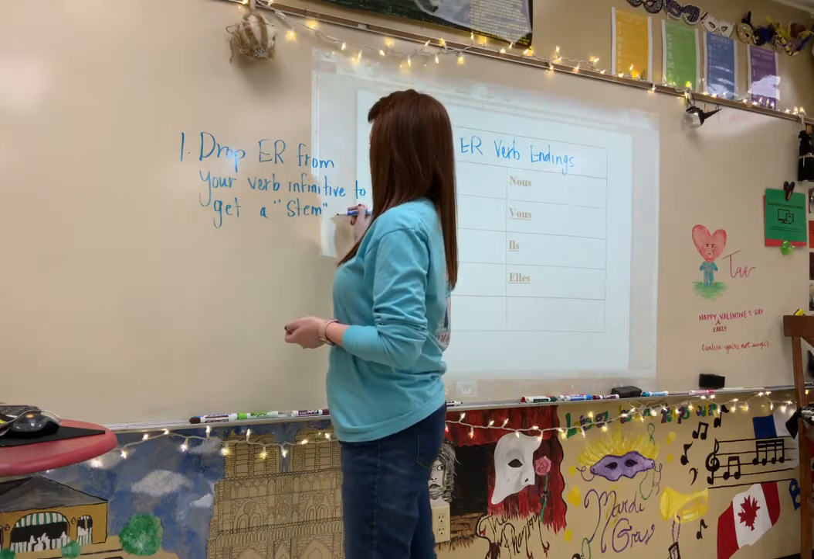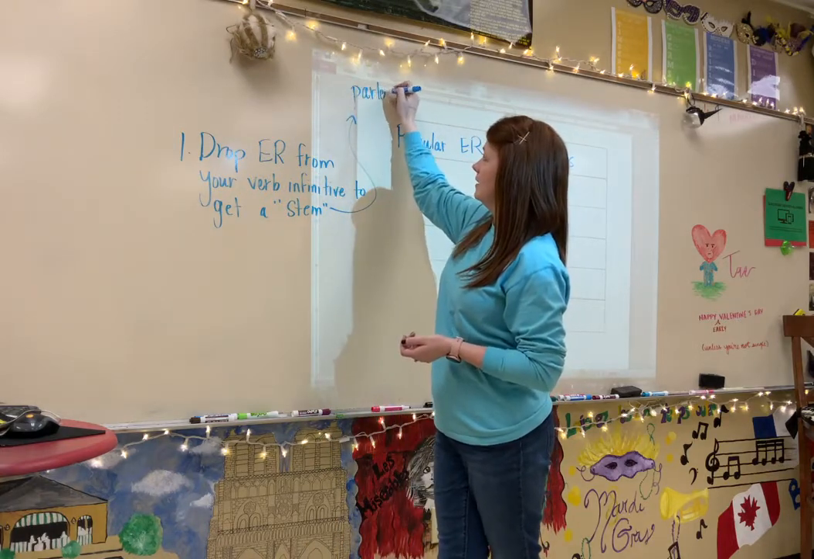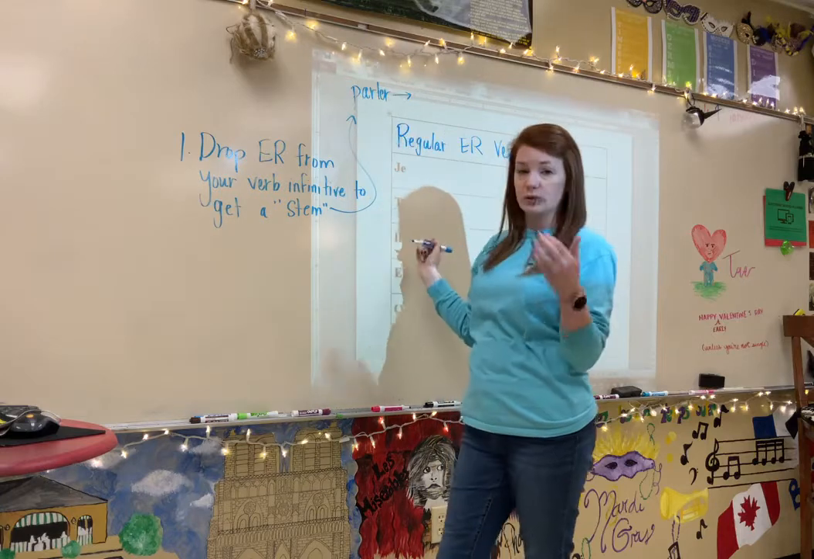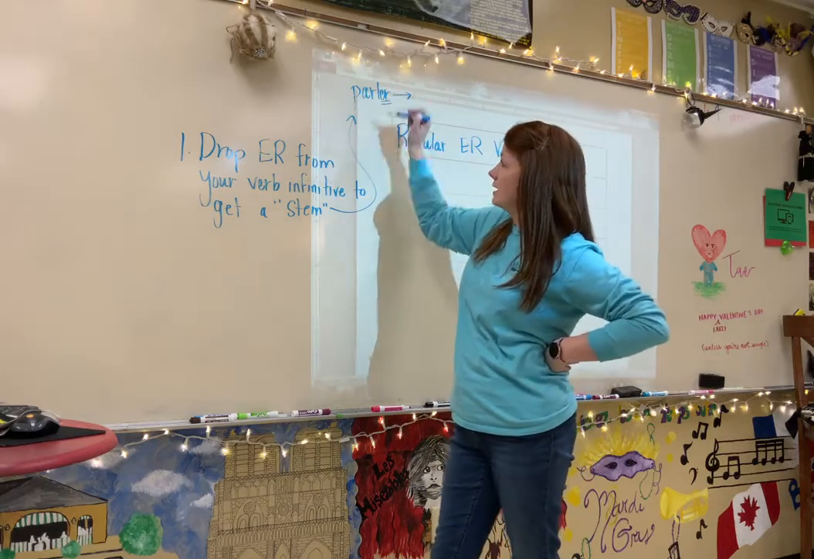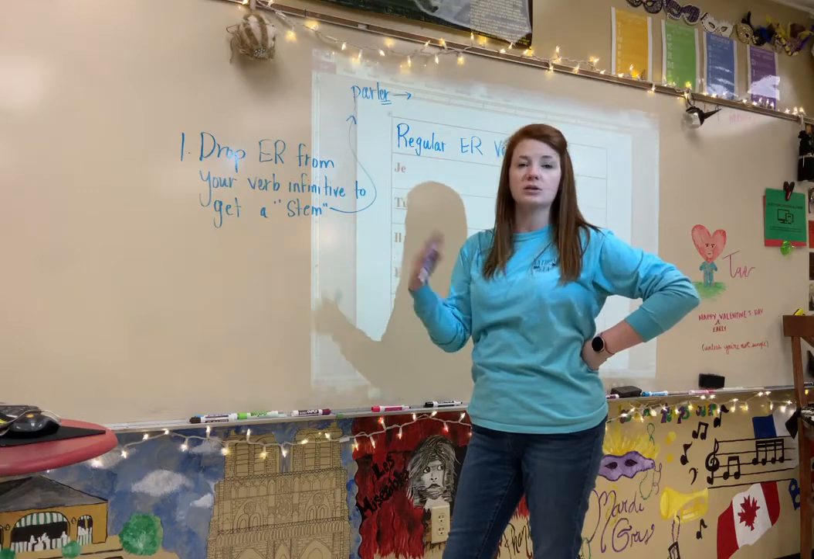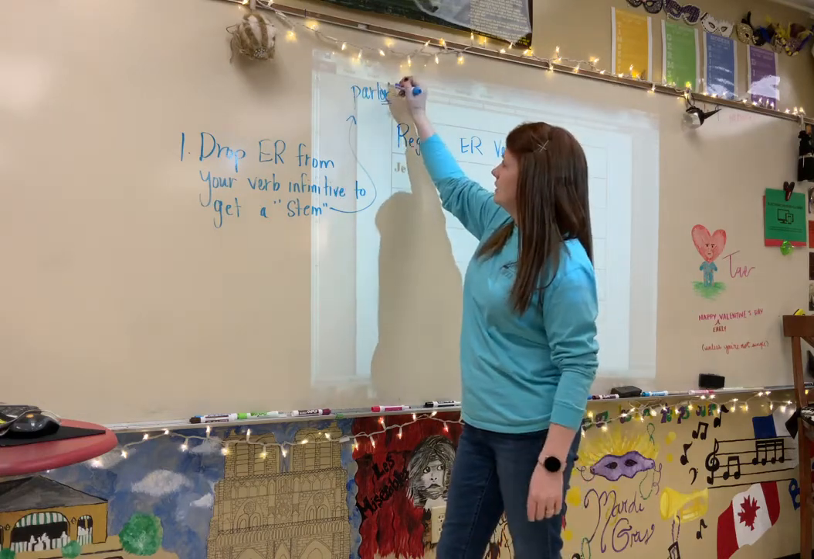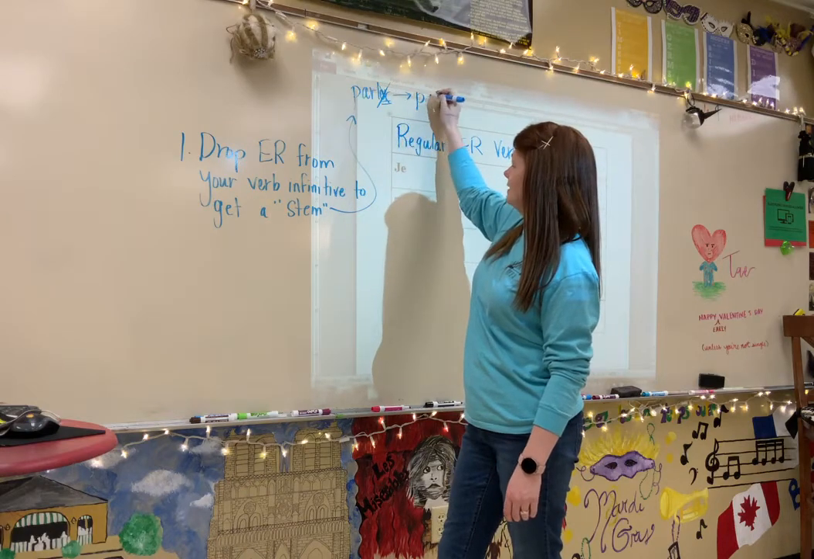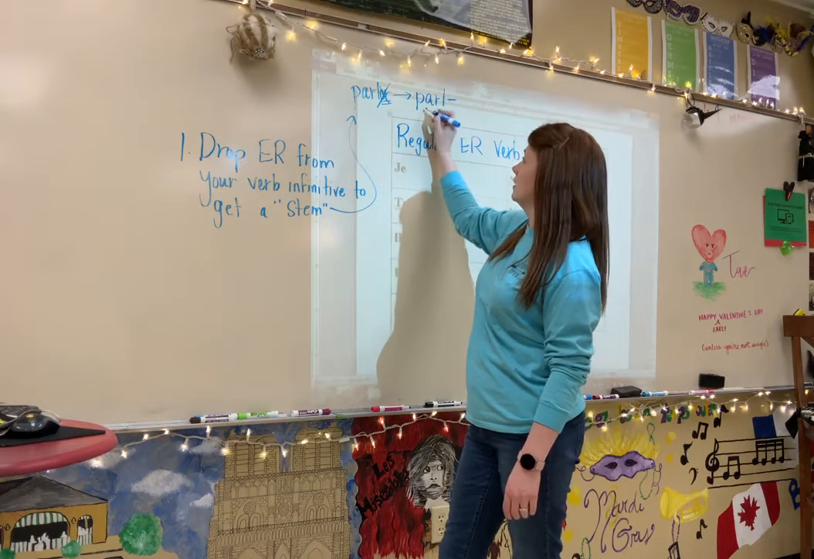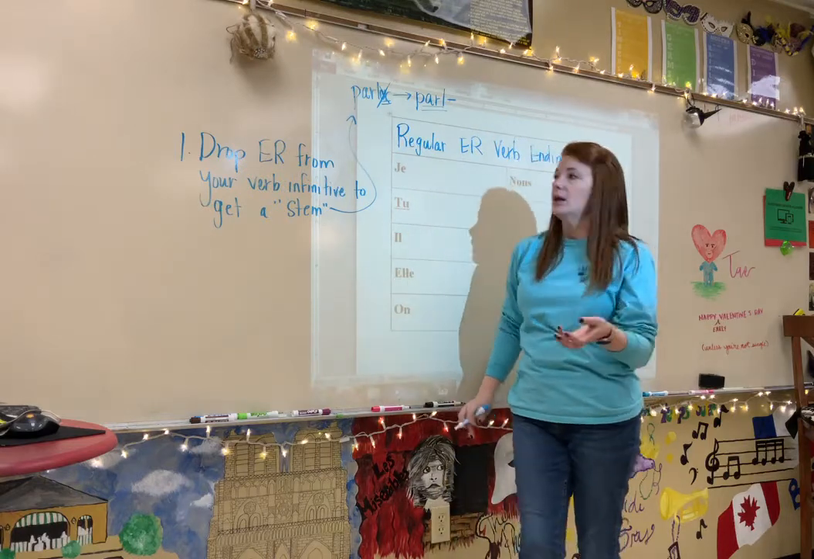So I'm going to give you an example up here. If you have parler, which means to speak, this ER right here is where you get the "to" from, for to speak, to eat, to run, to whatever it is, depending on your verb. So if you get rid of that, what you have left is PARL. So that right there is called your stem.